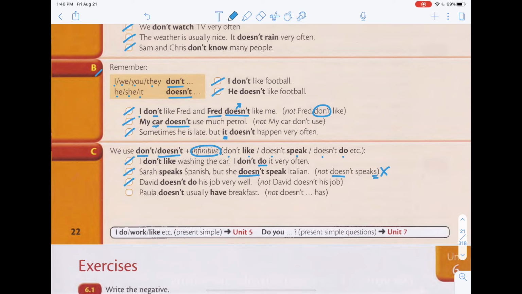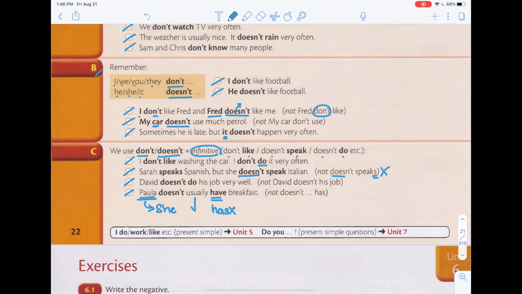Alright? So David doesn't do his job very well. Okay? And then next we have Paula doesn't usually have breakfast. Same thing, Paula is a she, right? But you can't use the word has. Has is wrong because has is not the infinitive word. The base form is the word have. Alright, so you say Paula doesn't usually have breakfast.